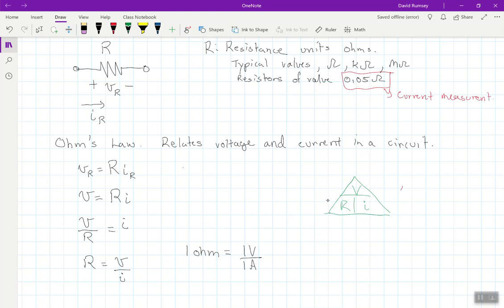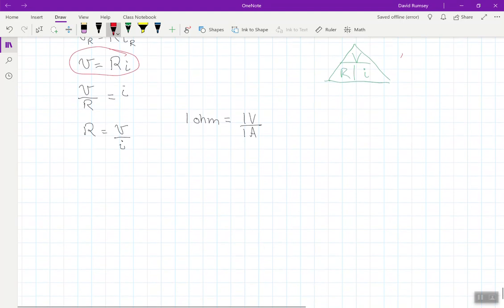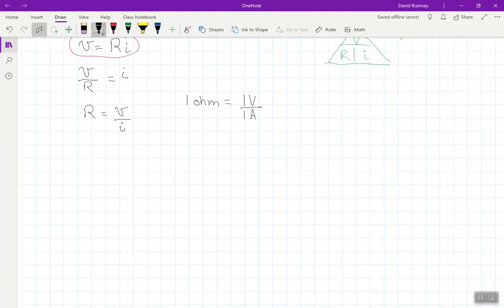Now, as I said, I don't find that particularly useful personally. I just memorized Ohm's law here because it's not difficult to memorize, and then just got everything from that. So let's look at a quick example here.